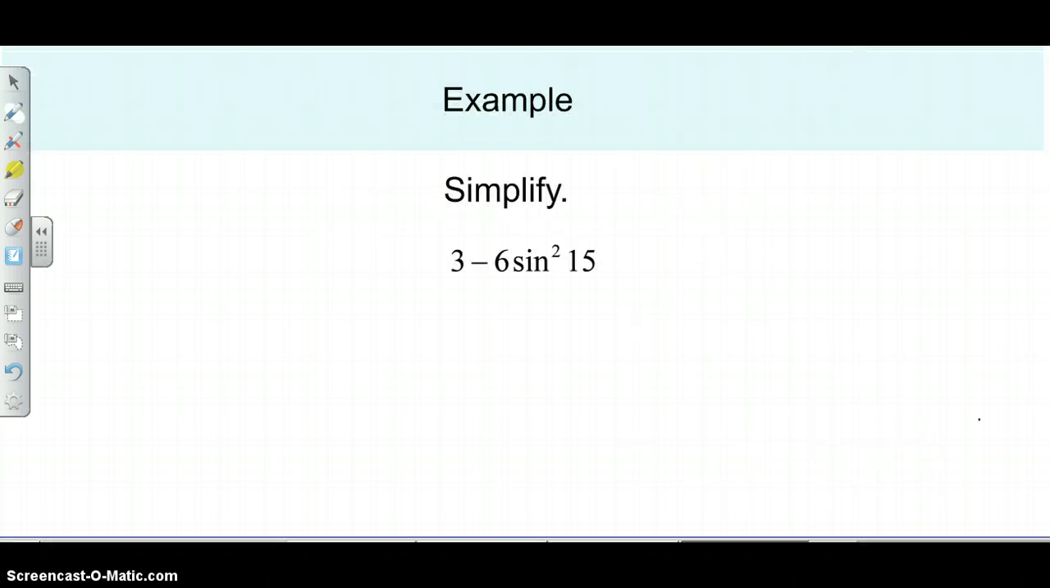And there is my exact answer for the tangent of 15. Here's another problem to simplify. My goal is to get this to look like one of the identities I already know. So I'm going to take this and I am going to factor out a 3 and write this as 3 times the quantity, 1 minus 2 sine squared 15. Now, this looks an awful lot like an identity I know.